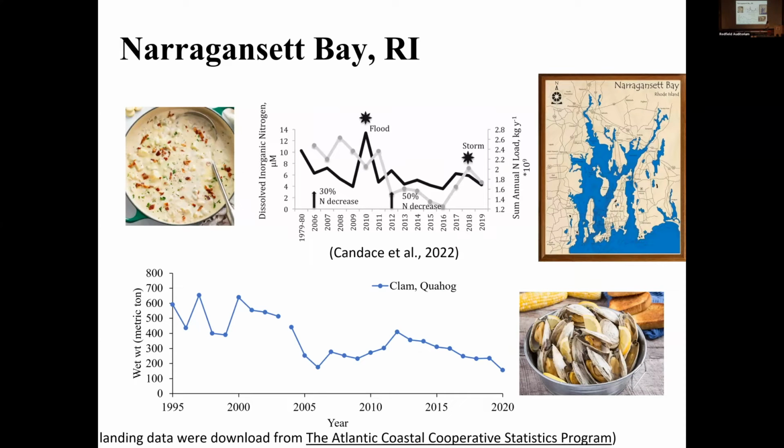And this is Narragansett Bay, where I came from, Rhode Island. The same thing also happened in Narragansett Bay. The green line here is the net primary productivity. In Narragansett Bay, you can see clearly a decline after nutrient reduction, and with this regime shift, one kind of clam, very popular to make clam chowder if you ever tried, you can see the decline of the clam landing in Narragansett Bay.